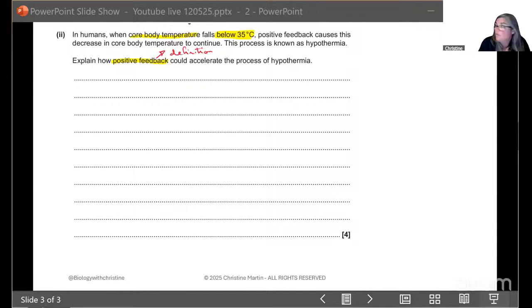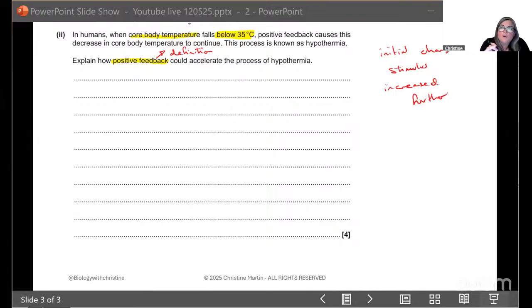If you give a definition of what positive feedback is, that's going to help you get at least one marking point. So we have an initial change, which we know is our stimulus. Our initial change, being our stimulus, is going to be increased further. So we are increasing the magnitude of that stimulus. So if the stimulus is going to be increased further, how can we explain that?